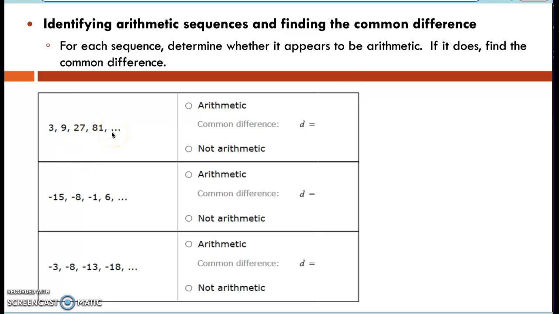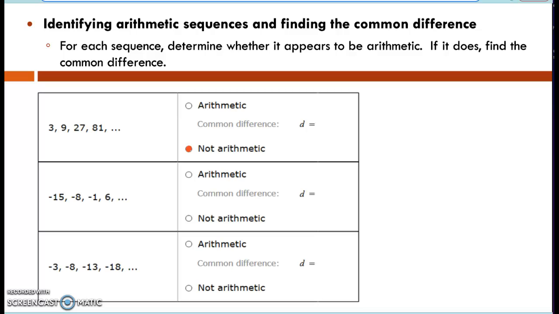And with arithmetic sequences, what we're doing between two terms that are next to each other is we need to be adding something. Here we could say, oh, we're going to add 6 to get from 3 to 9, but then we don't add 6 to get from 9 to 27. So this is not arithmetic, which means it's not going to have a common difference.